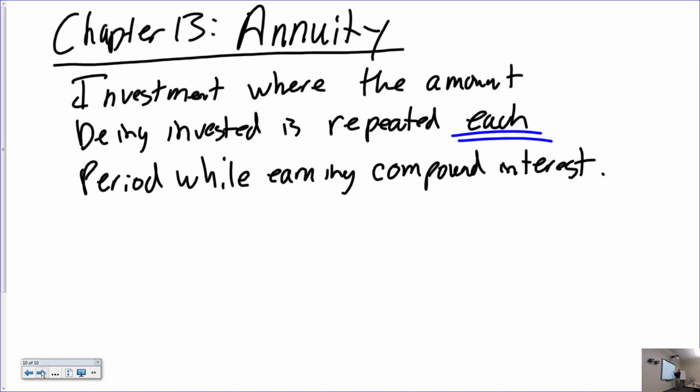So when we're using the tables for chapter 13, folks, realize that the investing and the compounding are always the same period. So if it doesn't expressly tell you that it is, you can assume that it is, because otherwise this chapter doesn't make sense.